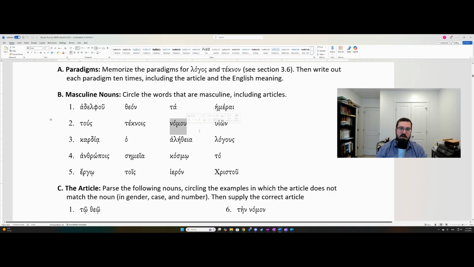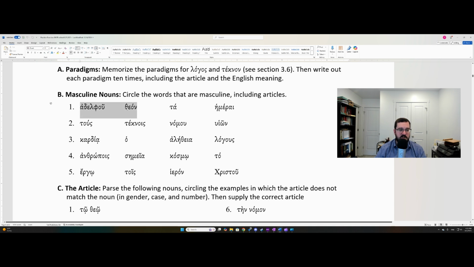We know it's not ta naman, right? It's ha namas. So we know that's also masculine. Then we have huion. We've got a genitive plural masculine noun here. Instead of ha huios, we just have huion. So we know that in this case, and this tells you right away, right?